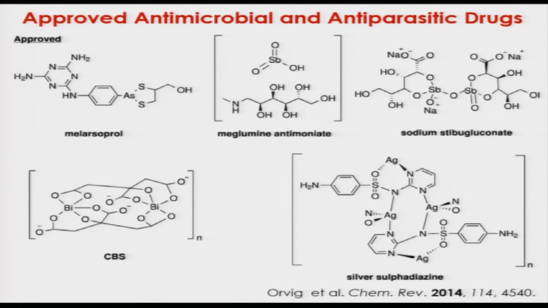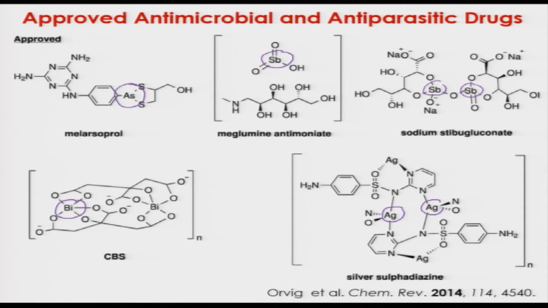Now, here I am showing the approved antimicrobial and antiparasitic drugs. You can see that in these drugs arsenic is being utilized. Here antimony is also used, along with sodium. Here bismuth is being utilized. Here silver is being utilized. You see that there are so many drugs where several metal ions are utilized, and these are very important for their activity.